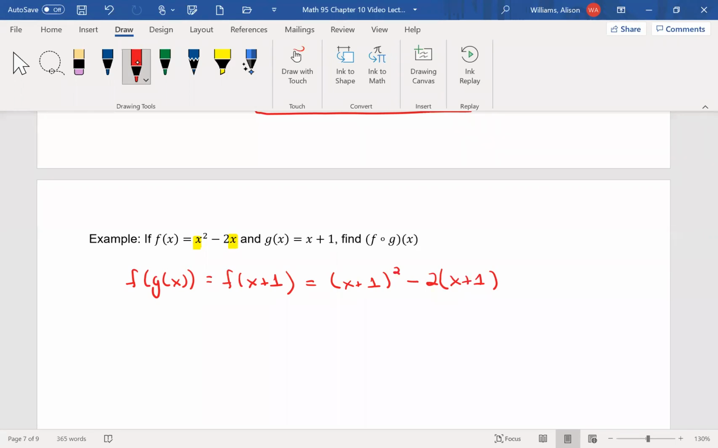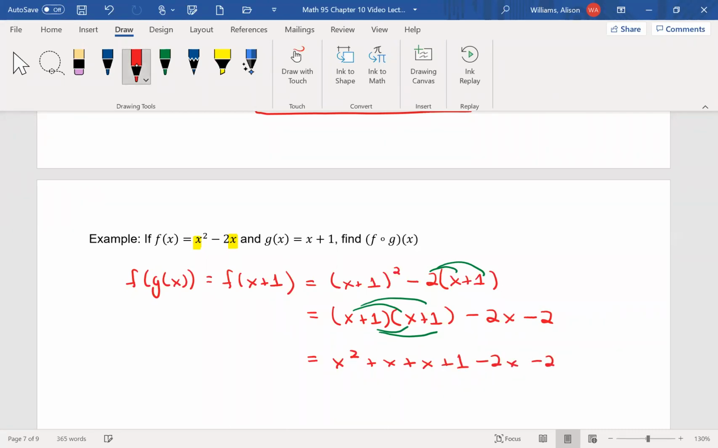So I need to work out x plus 1 squared, which is x plus 1 times x plus 1. So we're going to FOIL that. And also, I'm going to distribute negative 2 up here, really quick. So that's negative 2x minus 2. Okay, so now I'm going to FOIL this. That's going to be x squared plus 1x plus another x plus 1.